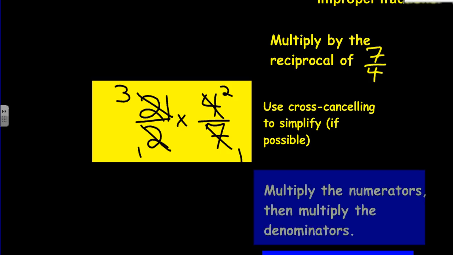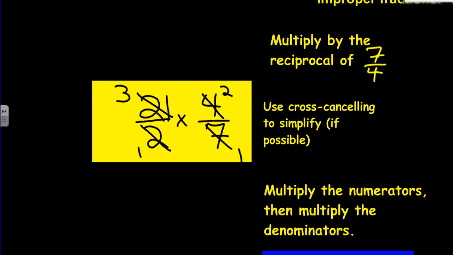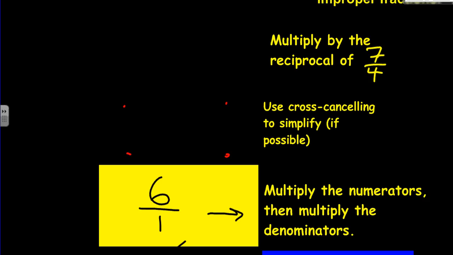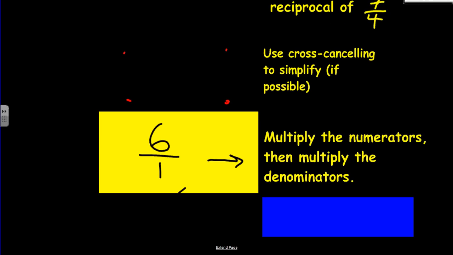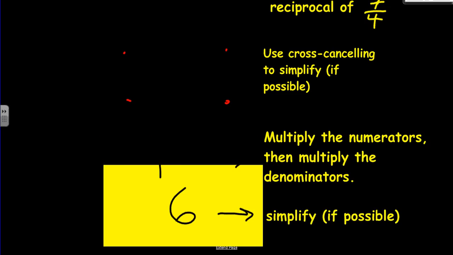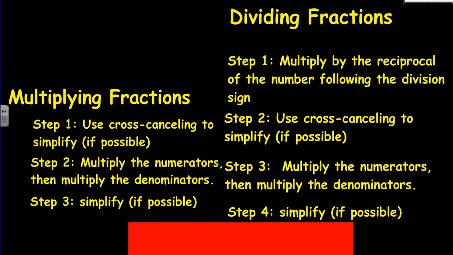Our next step is to multiply the numerators and then multiply the denominators. So again, 3 times 2 is 6, and 1 times 1 is 1. So our new fraction is 6 over 1. The last step is to simplify if possible, and it is possible. That's equal to 6, the whole number 6. Moving on to the next page.